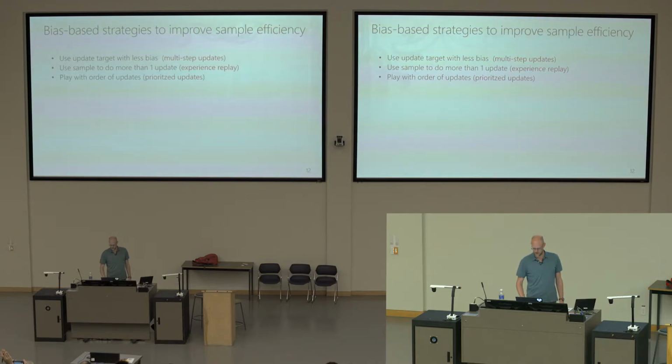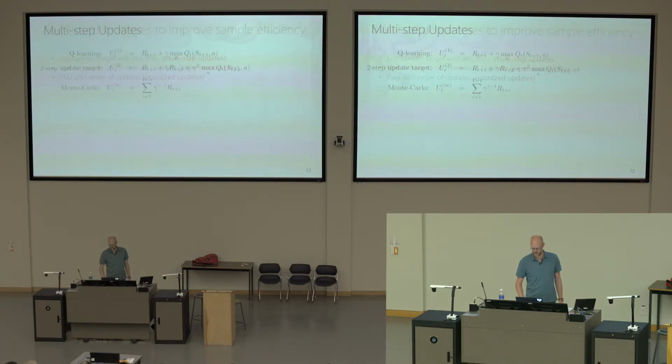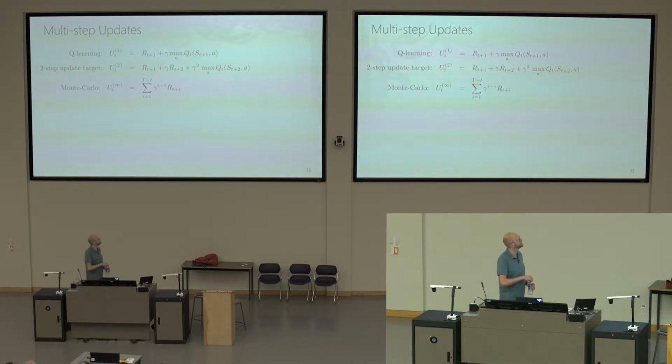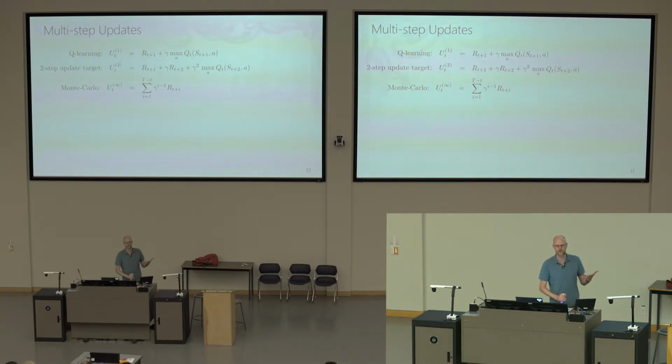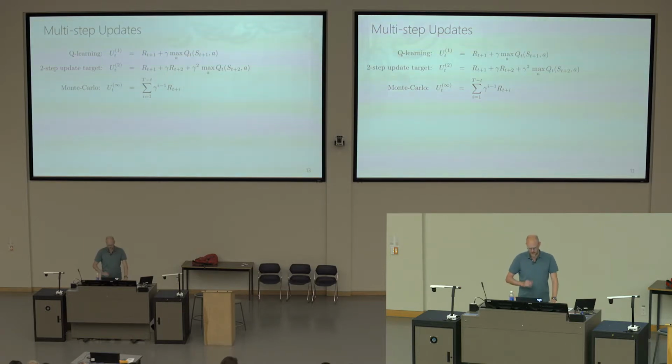All right. So I'm going to look a little bit more now at the multi-step updates. Why would multi-step updates improve your bias? Well, at the top I have again the Q-learning update. This is sometimes called a one-step update target. Now I can extend that update target by, instead of only looking at the immediate reward, looking at the combination of the immediate next two rewards, and then bootstrapping from the value that comes after that.